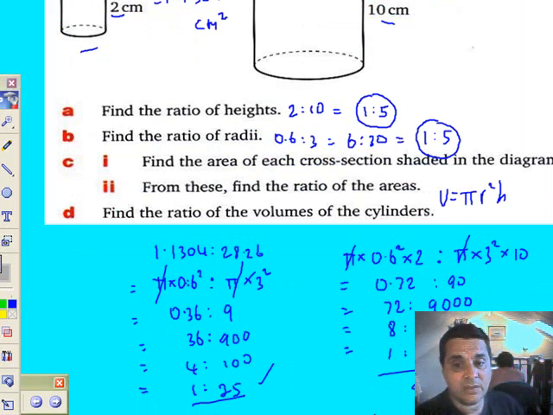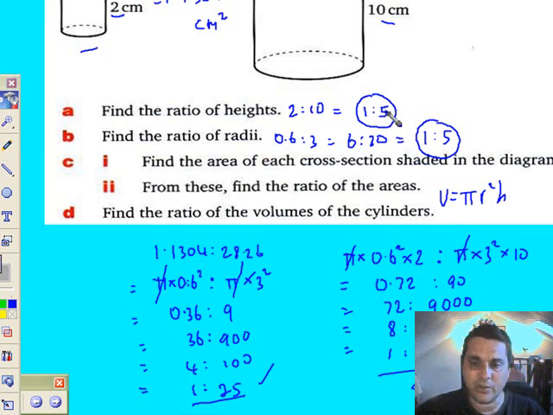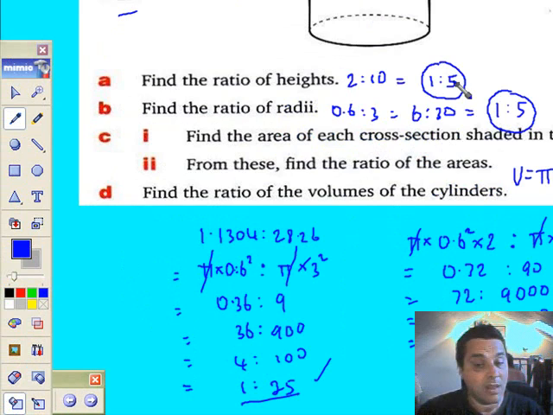Not that I'm clever, I just remember that one. And there it is. Quite shocking. Look at this. Linear ratio, 1 to 5. Area ratio, 1 to 25. Volume ratio, 1 to 125.